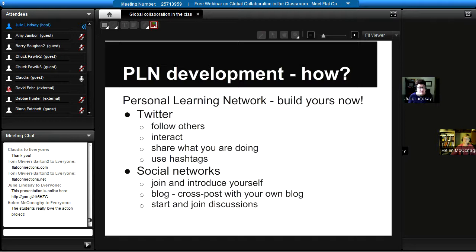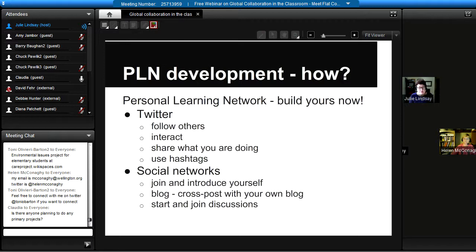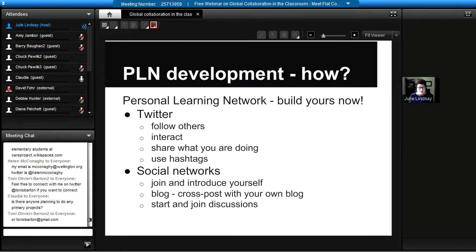So just some words of advice, in terms of building your own personal learning network to be able to connect with global educators. Twitter is one of the best tools. It really is. So get yourself into Twitter. Make sure you are following people, interact, share what you're doing, use hashtags. Hashtags are the bridge to connecting with a large number of other educators. And of course, I didn't put it here, but I should have. The hashtag for Flat Connections is FlatConnect, okay? Hashtag FlatConnect is where you'll find a number of posts about what we're doing.